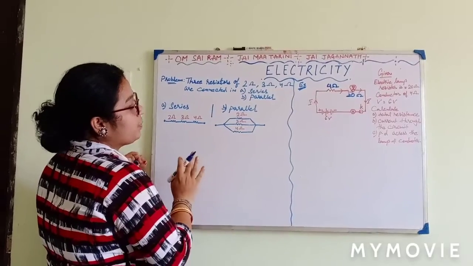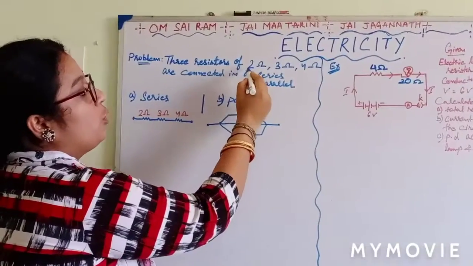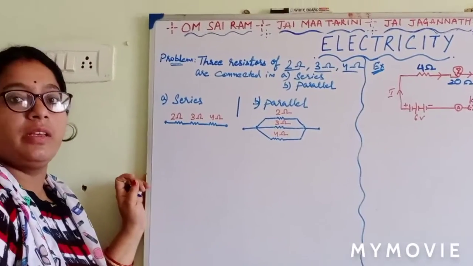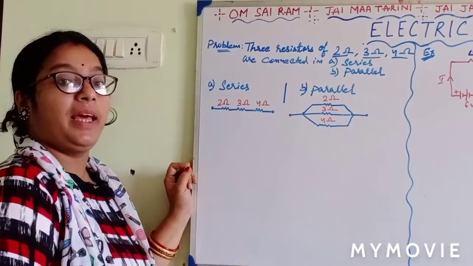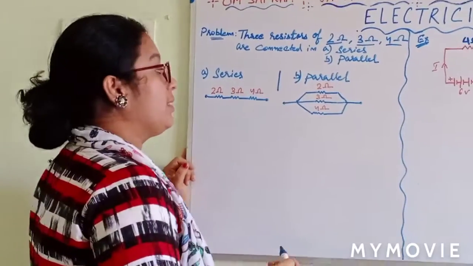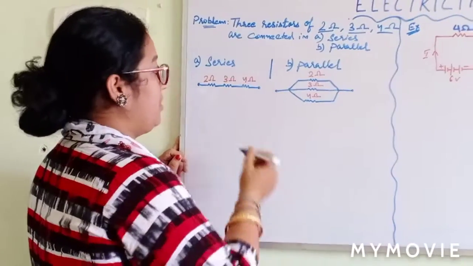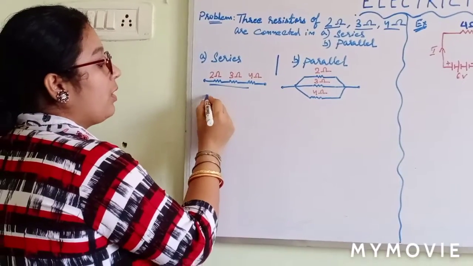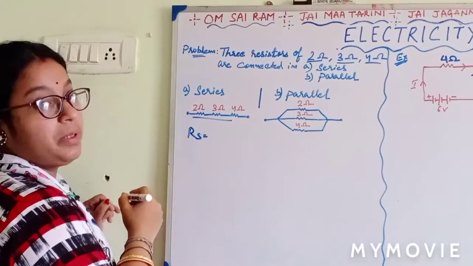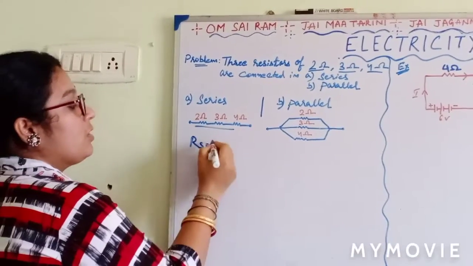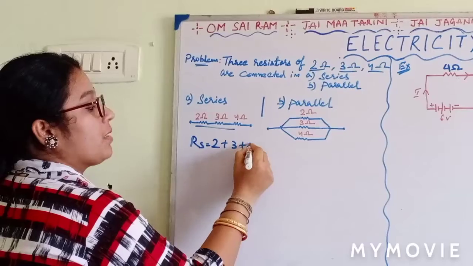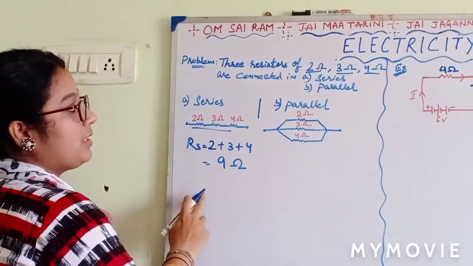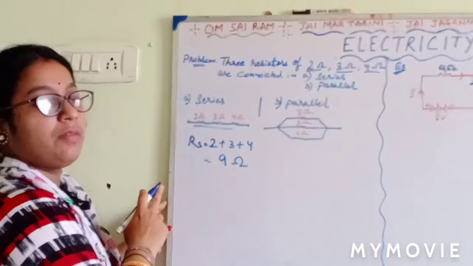So now we will see this problem. Look, there are 2 ohm, 3 ohm and 4 ohm. We will study these three resistors in series combination and parallel combination and see what the difference is between both. In the series combination, when these are connected in series, the total effective resistance is the algebraic sum, that means simple addition. So 2 plus 3 plus 4: 2 plus 3 is 5, 5 plus 4 is 9 ohm. So this is the effective resistance in case of series.